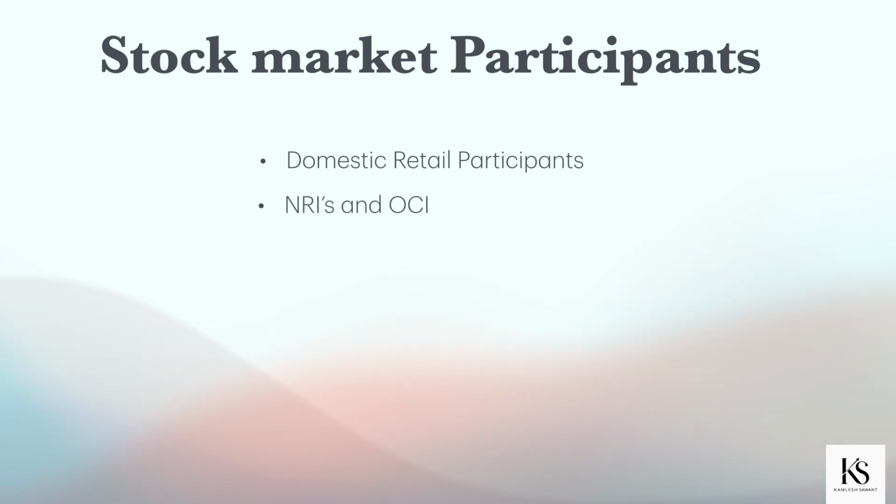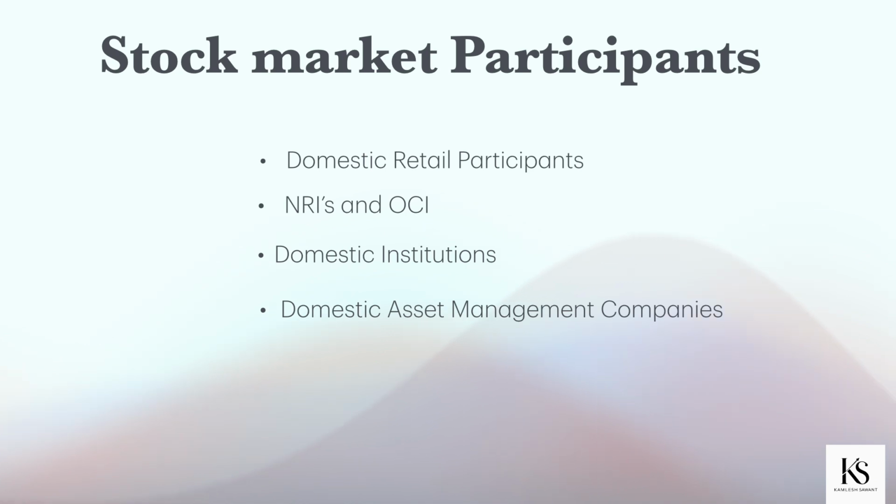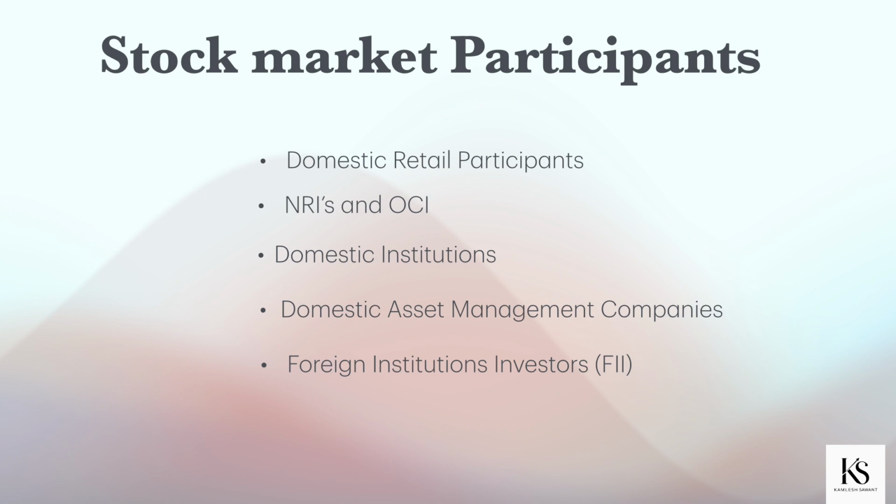Number 2. NRIs and OCI. These are people of Indian origin but based outside India. Number 3. Domestic institutions. These are large corporate entities based in India. A classic example would be the LIC of India. Number 4. Domestic asset management companies, AMCs. Typical participants in this category would be the mutual fund companies such as SBI Mutual Fund, DSP BlackRock, Fidelity Investments, HDFC AMC, etc. Number 5. Foreign institutional investors. Non-Indian corporate entities. These could be foreign asset management companies, hedge funds, and other investors.